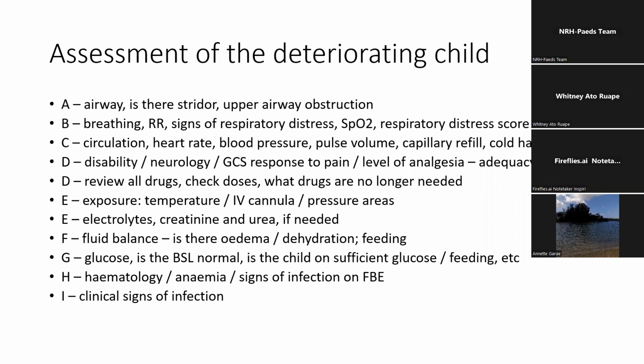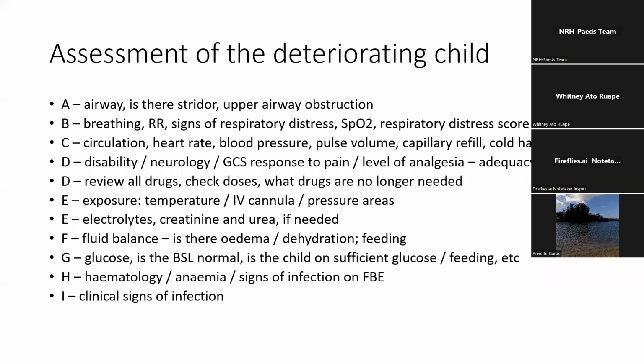You listen for stridor, you look to see whether there's signs of upper airway obstruction, you assess the child's breathing, their respiratory rate, their signs of respiratory distress, their tracheal tug, or their grunting, or their nasal flaring, or their cyanosis, their chest indrawing, the intercostal recession, their subcostal recession. You check their oxygen saturation. You assess their circulation. Remember I said you feel their hands and feet, and you feel their pulse rate and the pulse volume, and their capillary refill, and whether their hands are warm or cold.